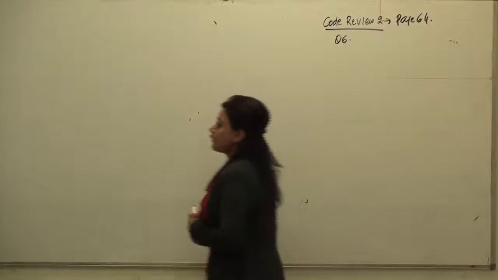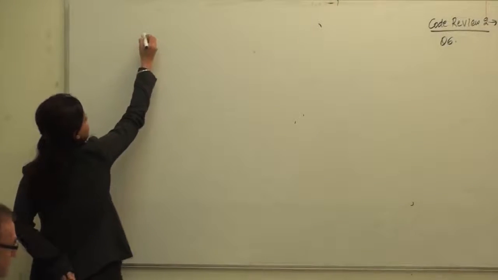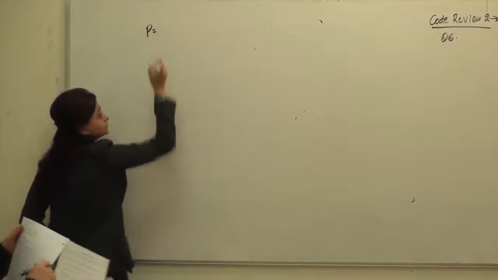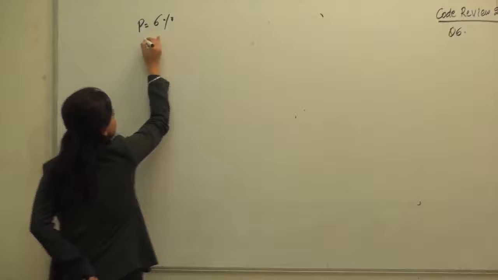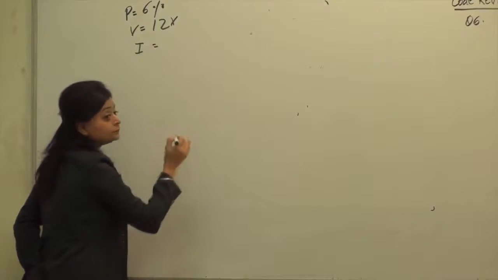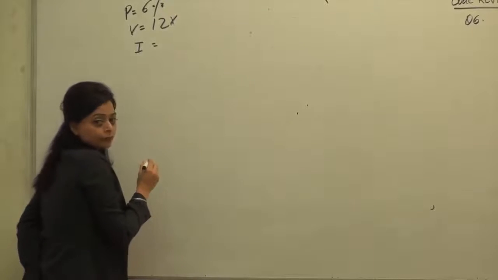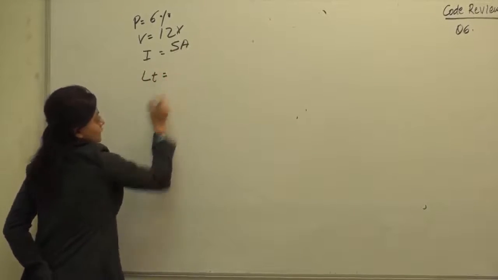Question 6 on Code Review 2, page 64. Tell me, what is the percentage drop given here? 6%? Okay. What voltage am I working with? 12 volts. And current I'm working with? 5 amps. Okay. So let's find length from the table here.